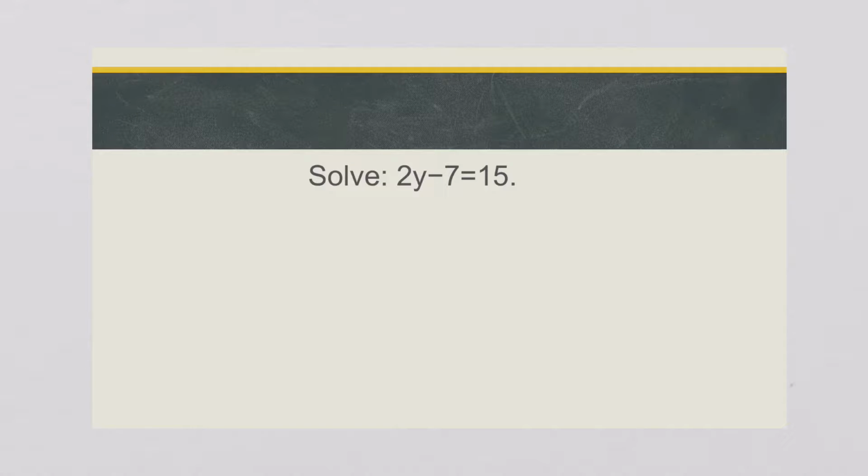Okay, so let's take a look at this one. 2y minus 7 equals 15. What is happening to our variable? It's being multiplied by 2 right there. It's also being subtracted by 7. Undo addition and subtraction first. So I want to add 7 to both sides of that equal sign. That is a negative 7 plus 7, so it goes away. You're left with just regular old 2y on the left. 15 plus 7 is 22.